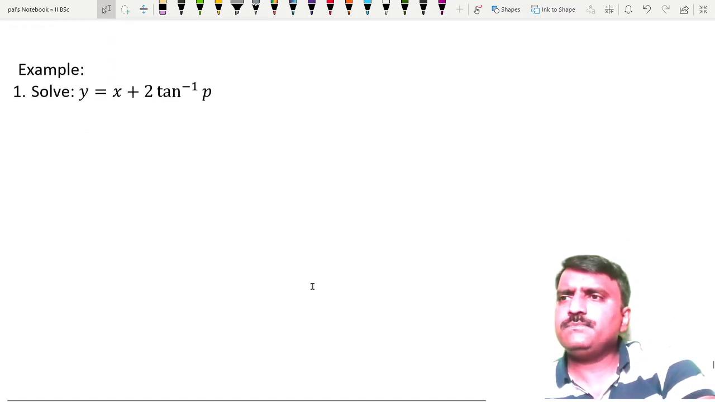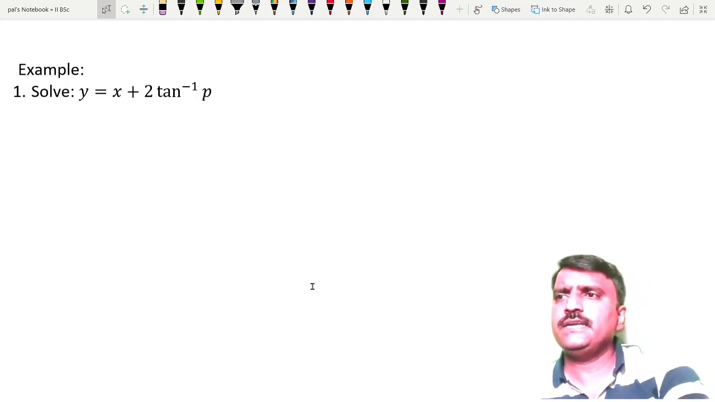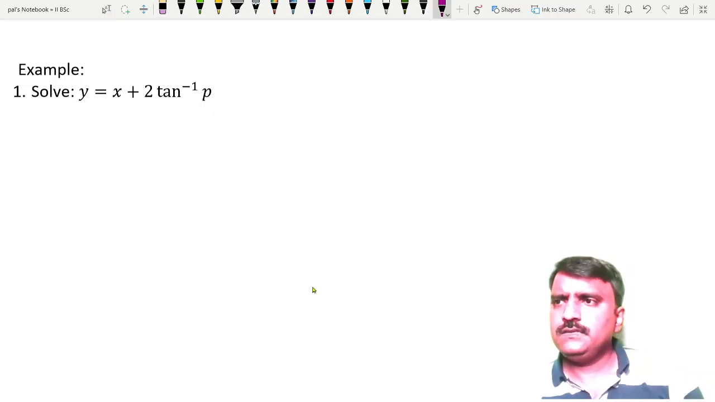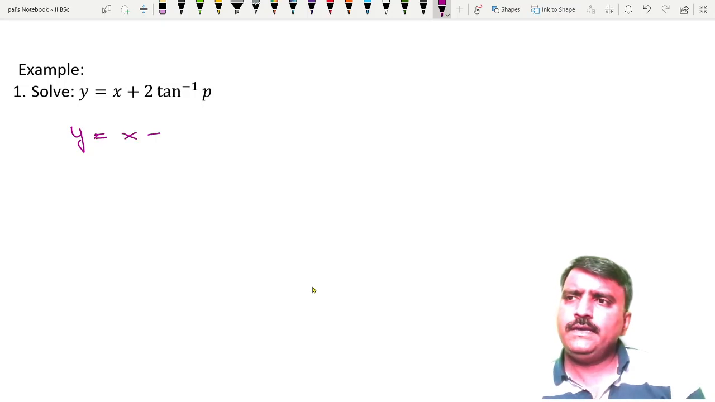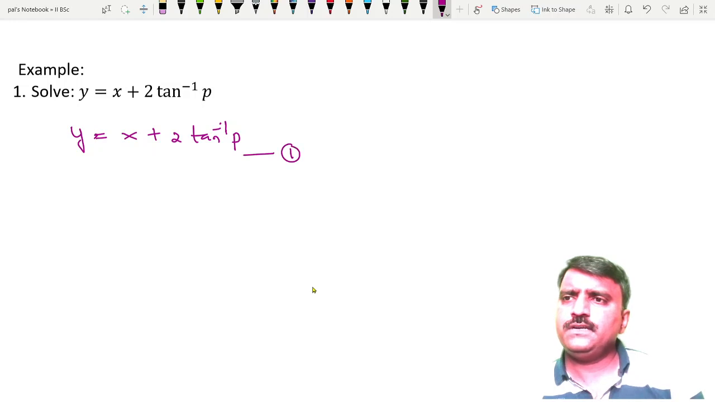So y is equal to x plus 2 tan inverse of p. Write this equation: y is equal to x plus 2 tan inverse of p. Take this equation as 1. Differentiate this with respect to x.